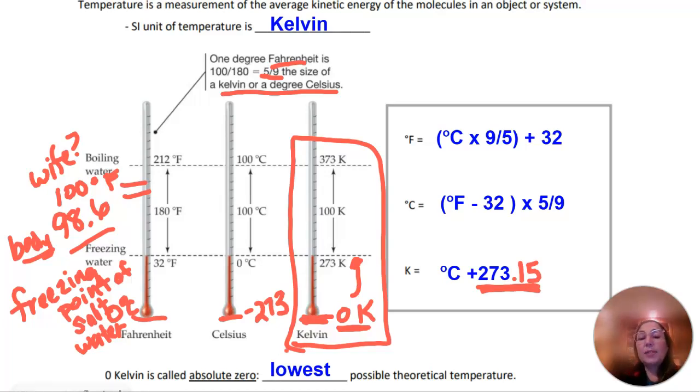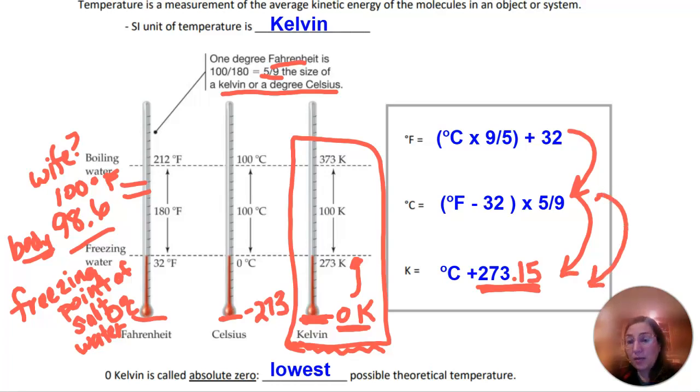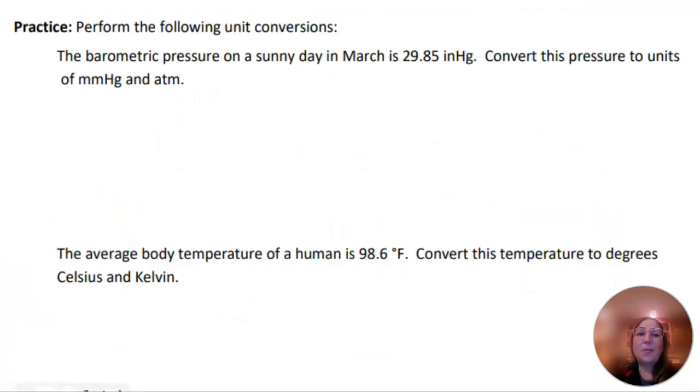So Kelvin is kind of our gold standard going forward for our problems that we need to be in Kelvin. So if we've got Fahrenheit, we'll have to go to Celsius and then get that Celsius to Kelvin. If we're given Celsius, we'll just have to add 273, or 273.15 if we're going to be precise. That's going to be our goal.